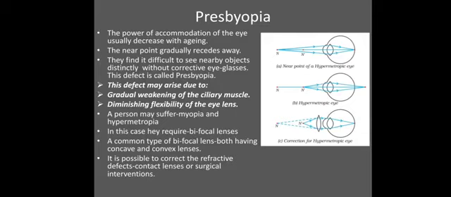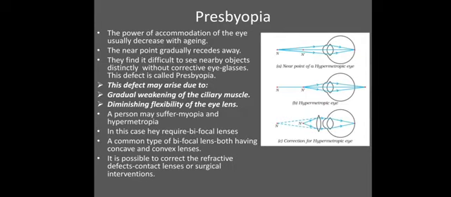The reason for presbyopia is that it arises due to the gradual weakening of the ciliary muscles and the diminishing flexibility of the eye lens. So these are the two reasons. The first reason is the gradual weakening of the ciliary muscles, and the next reason is the diminishing flexibility of the eye lens. There are cases when a person suffers from both myopia and hypermetropia at the same time.